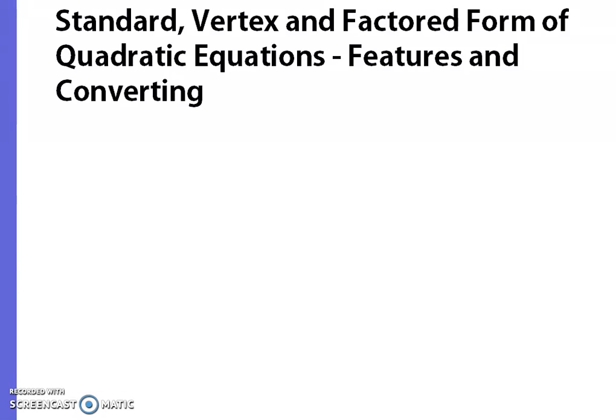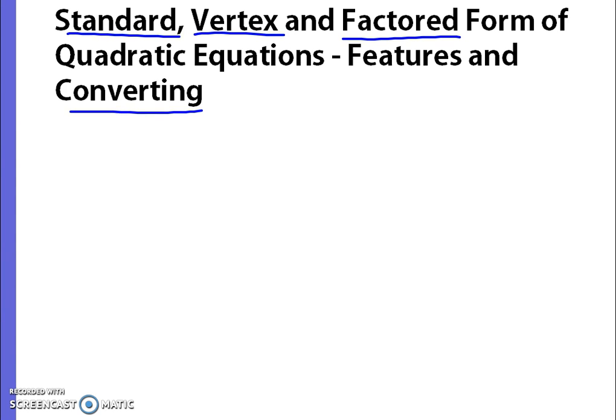Okay, we're continuing our work learning about quadratic equations. In this case, we're learning about three different ways to write a quadratic equation. There's the standard form, there's vertex form, and there's factored form. We've done a little bit of work with factored equations already, but we're going to take a look at not only features of each type of equation, standard, vertex, and factored, but we're also going to look at converting back and forth between one type and another type.